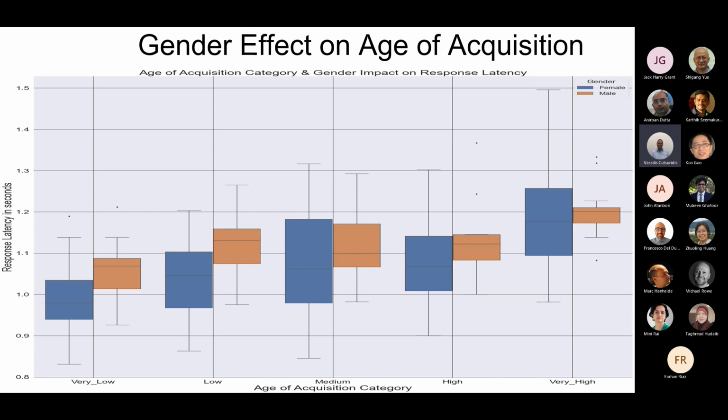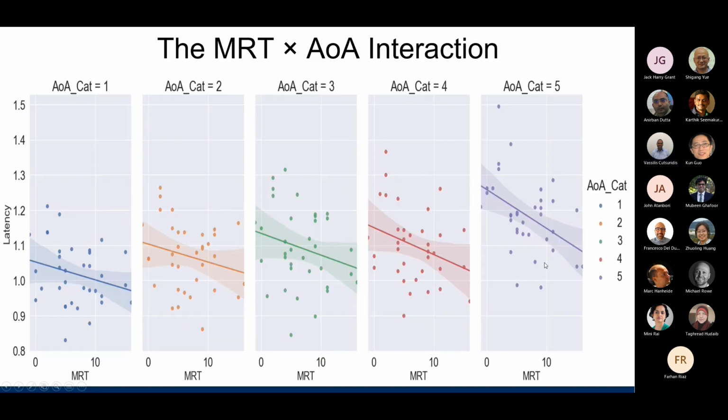Again, we observed a gender effect, which was correlated with age of acquisition. Generally, female participants responded faster. I think that in every behavioral experiment, females perform better than males, but their responses were even faster. The difference was more prominent in word stimuli acquired earlier in our age.